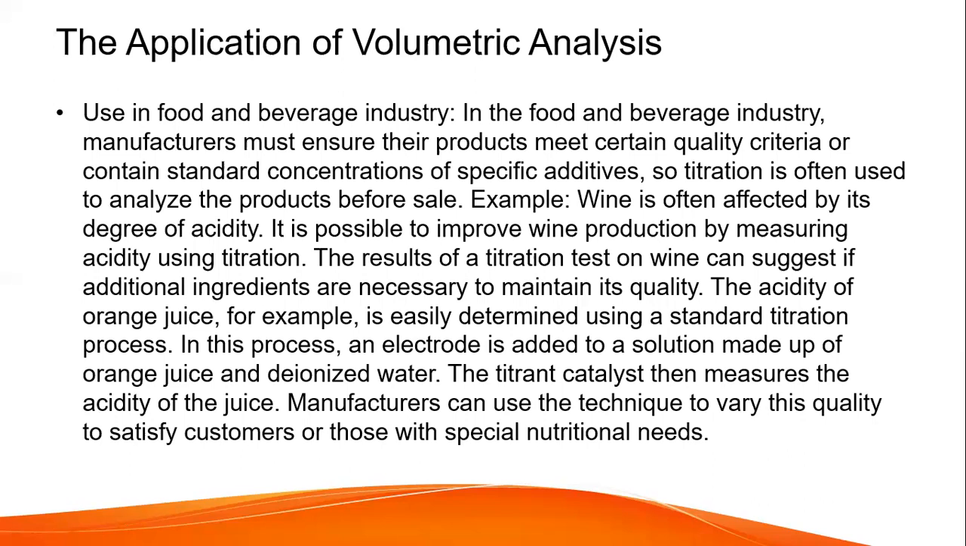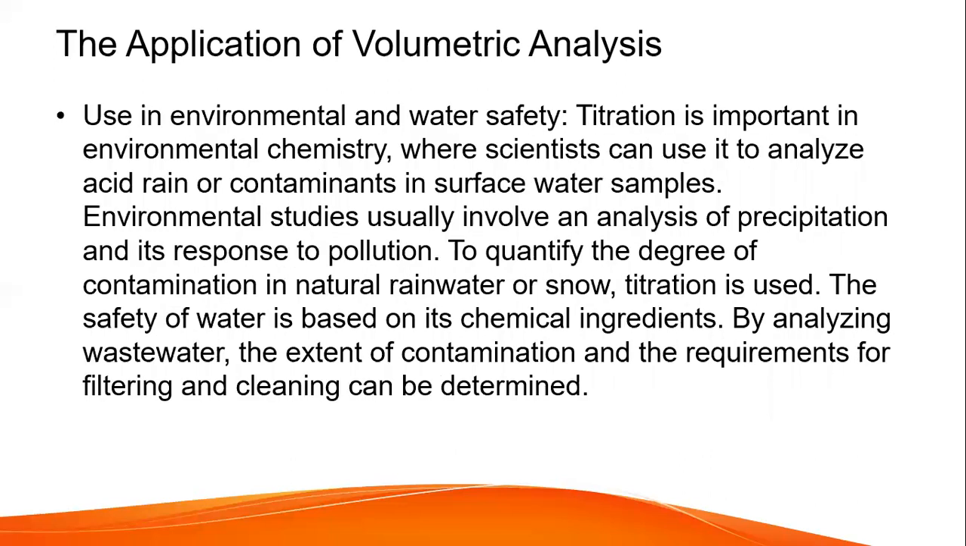The results of the titration test on wine can suggest if additional ingredients are necessary to maintain its quality. The acidity of orange juice, for example, is also easily determined using a standard titration process, whereby an electrode is added to a solution made up of orange juice and deionized water. The titrant then measures the acidity of the juice. So basically, manufacturers can use the technique to vary this quantity to satisfy customers or those with special nutritional needs.